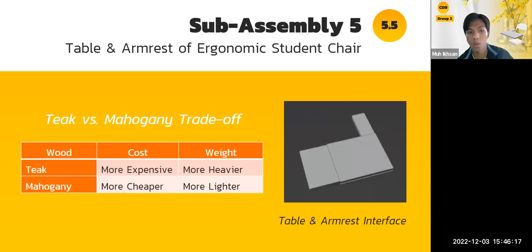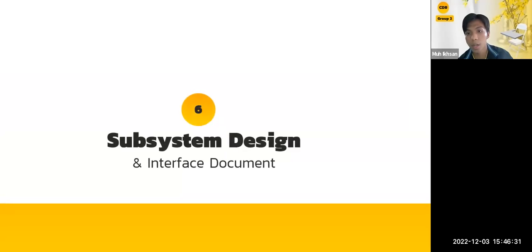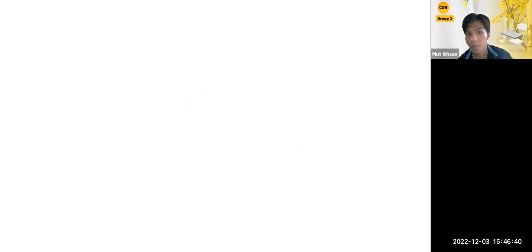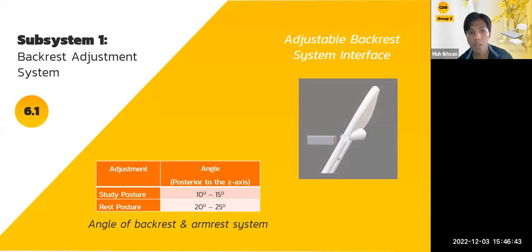And then go to the next one, which is sub-assembly 5, the table and armrest of the ergonomic student chair. This table shows the trade-off analysis for choosing the material, either teak or mahogany. And then go to the sixth part, which is subsystem design and interface design. On the next slide, subsystem one is the backrest adjustment system. The purpose is to provide flexibility for students to be able to adjust the angle of the chair back.